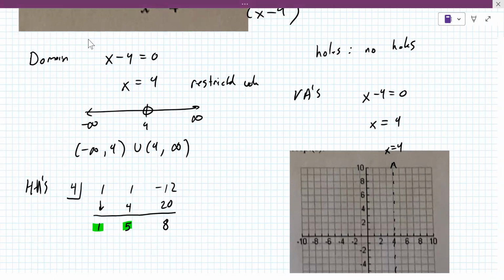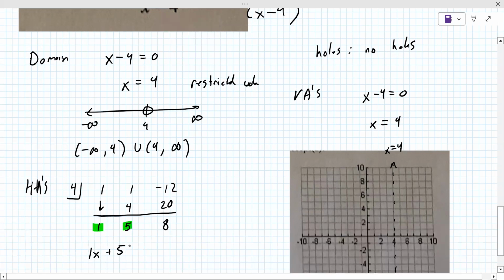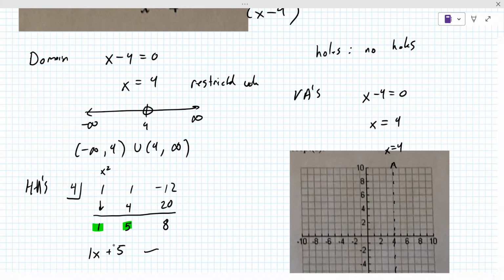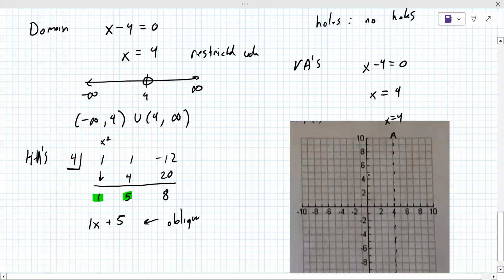Typically, you're looking at the remainder, but this means 1x plus 5. Is that okay? Because this one was x squared, so when you divide, it goes down to x. All right. 1x plus 5, that's the equation of the oblique asymptote. So you want to graph that. Goes through 5. It's got a slope of 1.